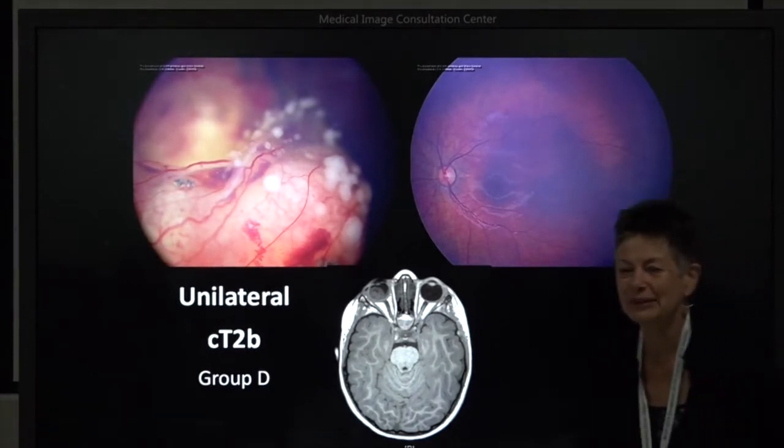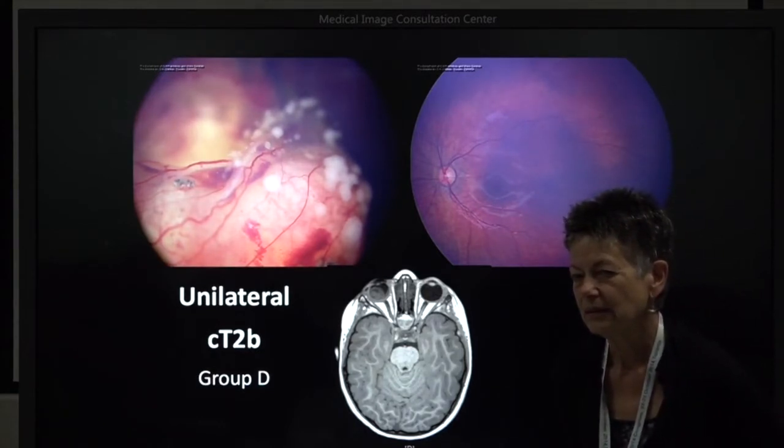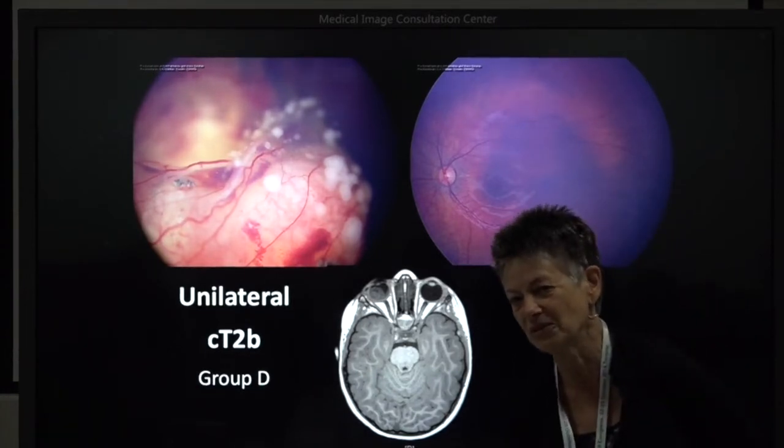2.5. It's Japan. It depends on what? Based on, because maybe if the parents are poor, maybe I will recommend enucleation. If they are poor, you'll recommend enucleation. If they can afford expensive treatment, you'll recommend IAC.